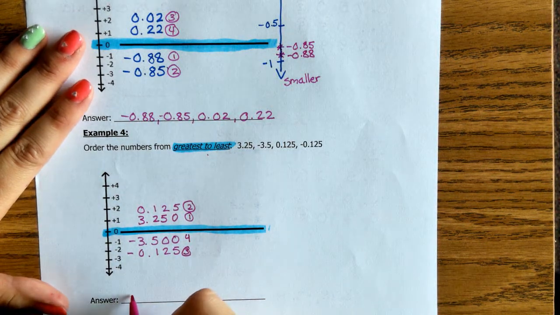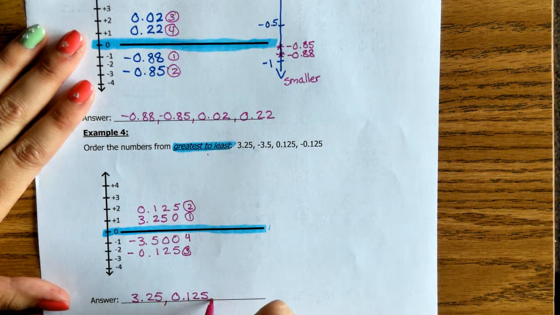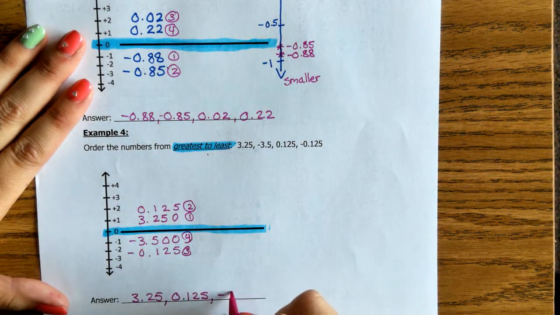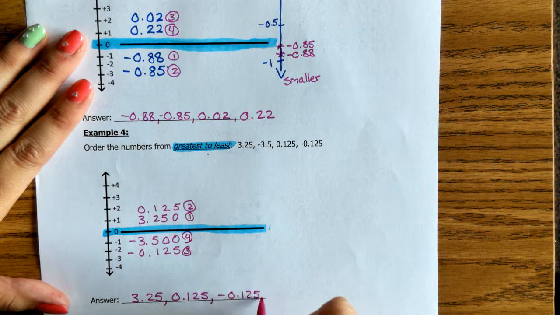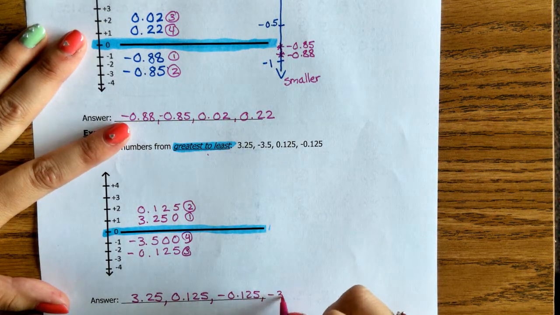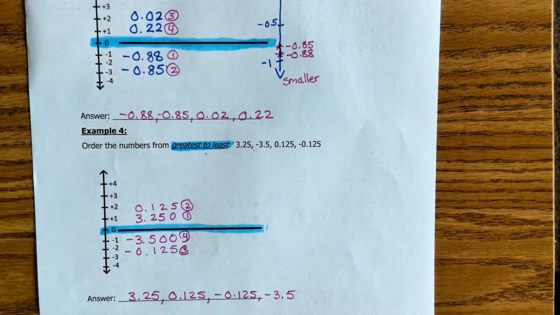Let's put them in order. 3.25, 0.125, negative 0.125, and negative 3.5. There they are in order from greatest to least.